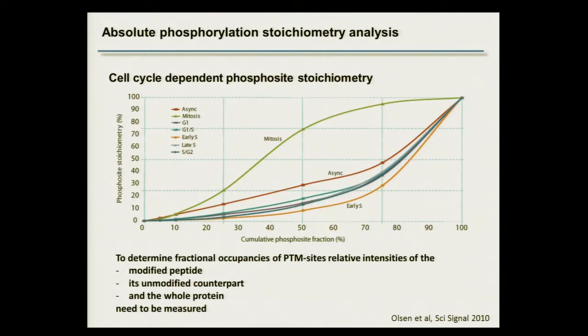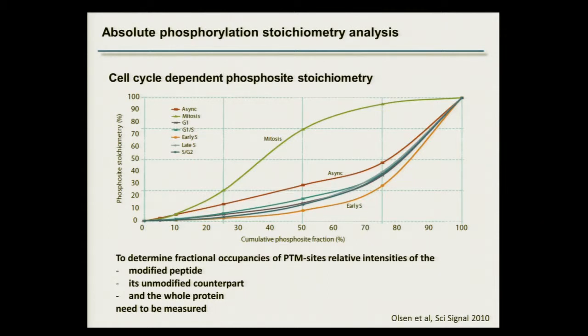It is also possible to analyze absolute stoichiometry for modification sites. Typically, as in the study by Jesper Olsen, you can see that in cells in G1 phase, which are most of the cells you have in biological experiments, more than 50% of all phosphorylation sites have a stoichiometry, a fractional occupancy, of 15% or less. Only during mitosis does this occupancy increase massively, because CDK1 and 2 phosphorylate all of those sites, and there you can see that more than 50% have occupancies of greater than 75%.